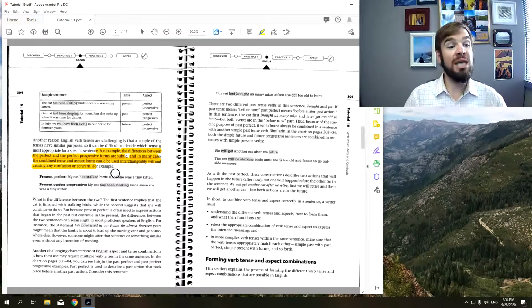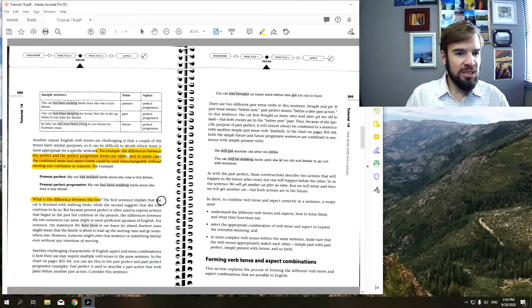Means you could use them the same way. So for example, the present perfect: my cat has stalked birds since she was a tiny kitten. Present perfect progressive, continuous: my cat has been stalking birds since she was a tiny kitten. Professor Ferris asks, what's the difference between the two?